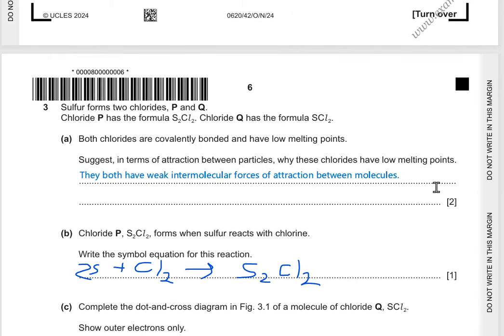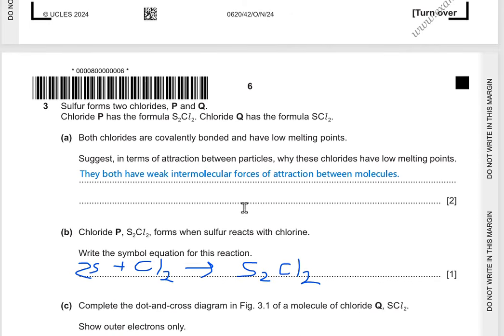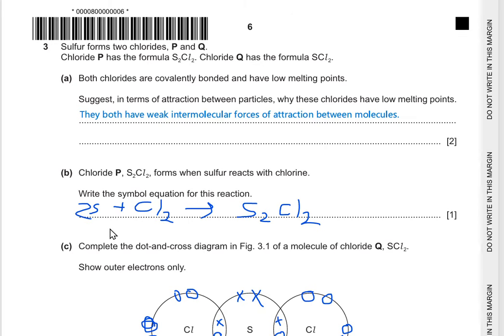You have to say between molecules because apparently in the mark scheme it says between molecules. Chloride P, S2Cl2, forms when sulfur reacts with chlorine. Write the simple equation for the reaction. For this reaction, 2S plus Cl2 equals S2Cl2. Remember to just write it first without the coefficients, but remember to do the subscript in Cl2, because chlorine is a diatomic molecule, so you have to remember that.